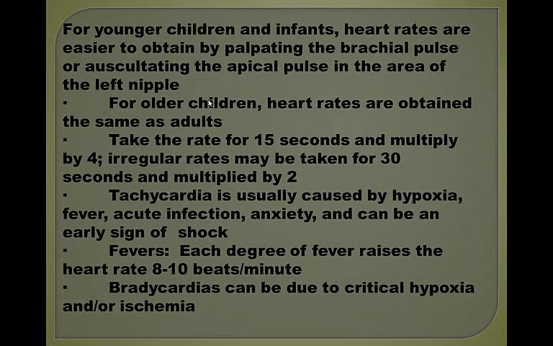Let me back up. For younger children and infants, heart rates are easier to obtain by palpating the brachial pulse or auscultating the apical pulse in the area of the left nipple. For older children, heart rates are obtained the same as adults. Take the rate for 15 seconds and multiply by 4 in emergency situations. Irregular rates may be taken for 30 seconds and multiplied by 2.